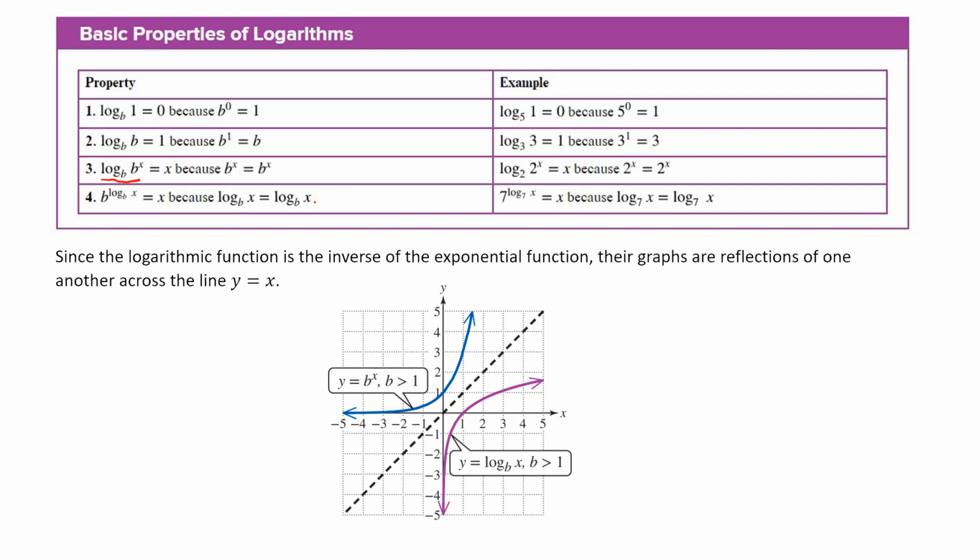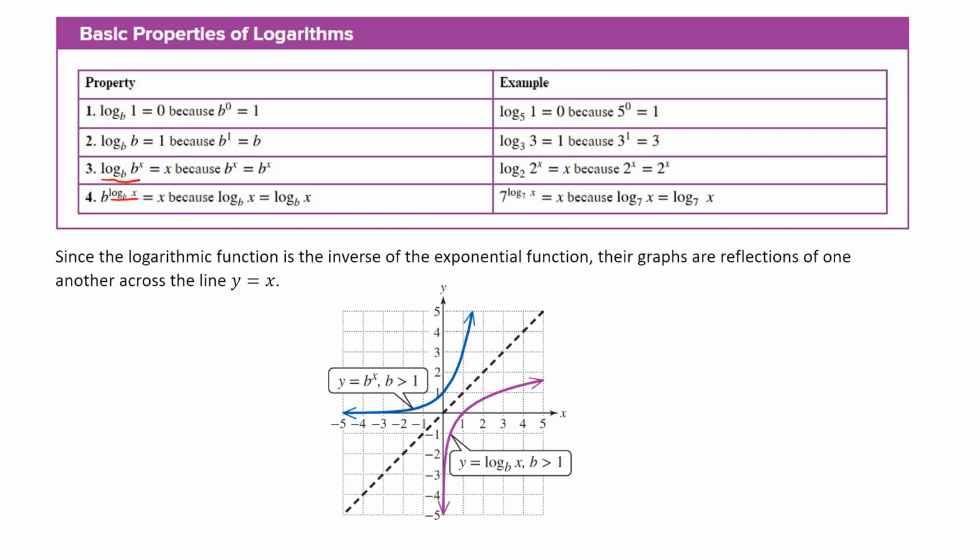Number 4, b raised to log base b of x is equal to x, because log base b of x is the exponent you put on b to get x. So when you put that exponent on b, you get x. I know it's very confusing, but it's also really super obvious. And maybe that's why it's so confusing. Log base 7 of x is the exponent you put on 7 to get x. So if you put that exponent on 7, you get x.